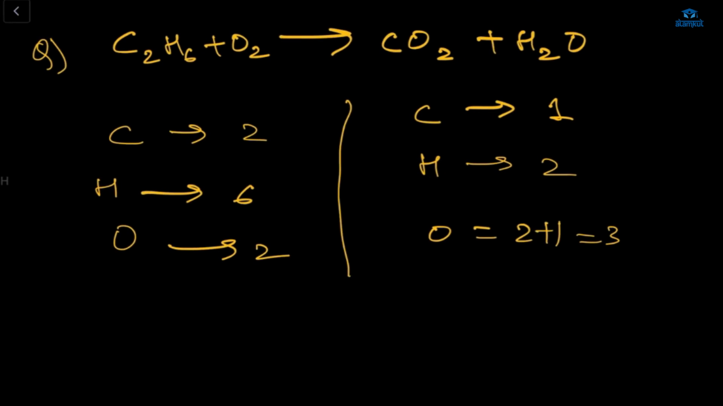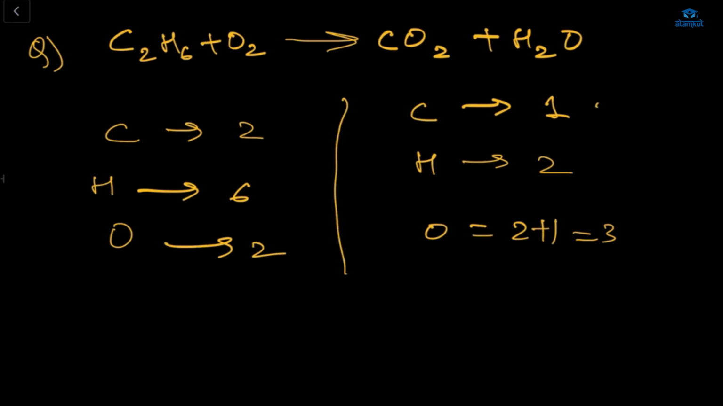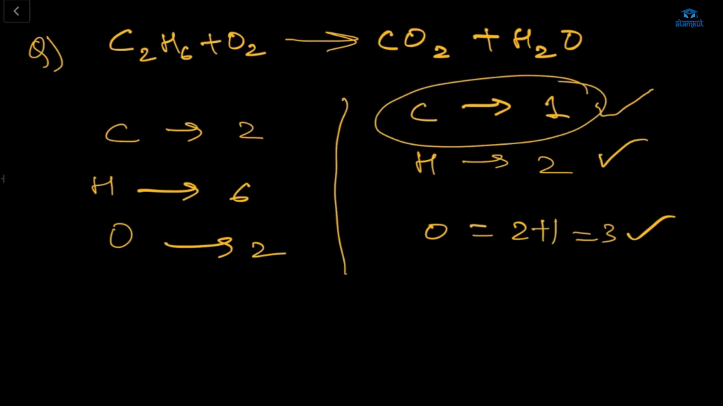Only 2 minutes left. Balance this one by one. First balance C, then balance H, then balance O. Now, first you balance this. C is 1 here and here it's 2. So you can multiply C, which is 1, by 2, right? Tell me the answer.